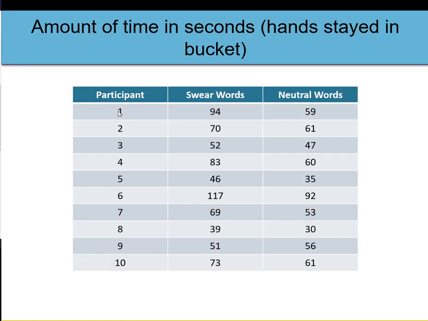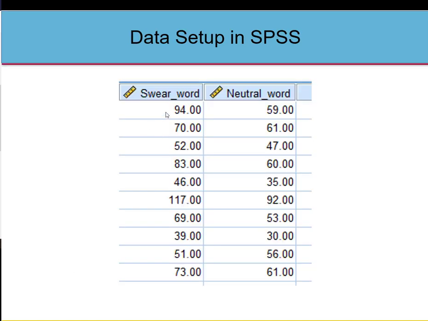What they're doing is this person was given swear words and they measured it in seconds, how long they were able to keep their hand in the water. Then this person at a later time was given neutral words and measured how long they were keeping their hand in the water. And they did that for each participant. So it's a paired samples t-test because it's 2 different conditions but the same person. So I just go in and I put the swear words and the neutral words. This is time in seconds, okay? This is the condition and this is the condition.